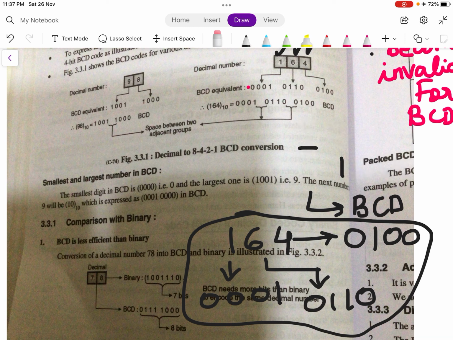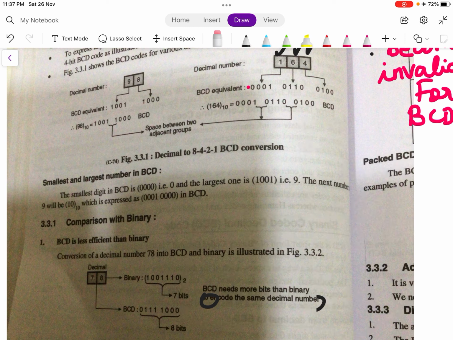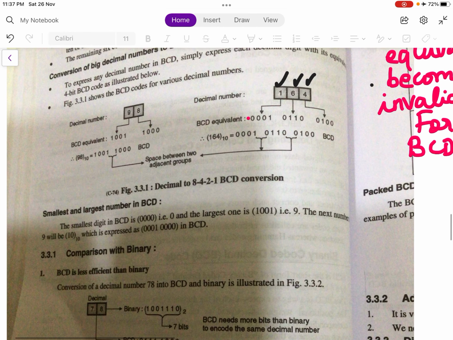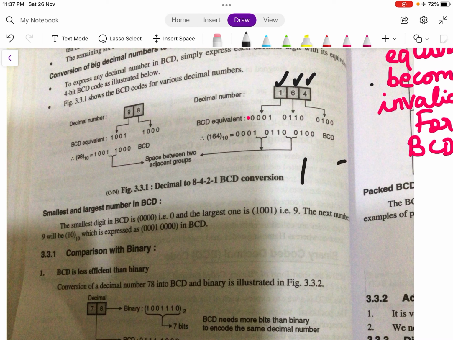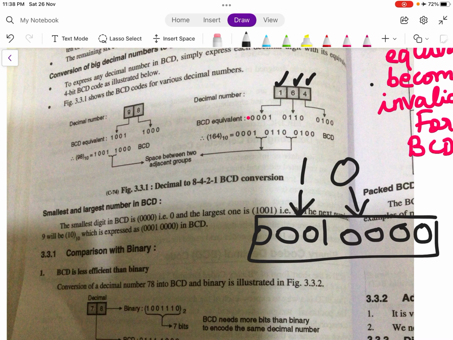So you have to represent each digit as its binary equivalent, and not the whole number. Each digit should be represented as its equivalent. Smallest and largest number in the BCD. The smallest digit in BCD is 0000, that is 0, and the largest is 9. The next number is 10, which will be expressed as 1 being 0001 and 0 being 0000. So 10, how will you express in BCD? Binary for 1 is 0001. Binary for 0 is 0000. So 10 will be represented like this.